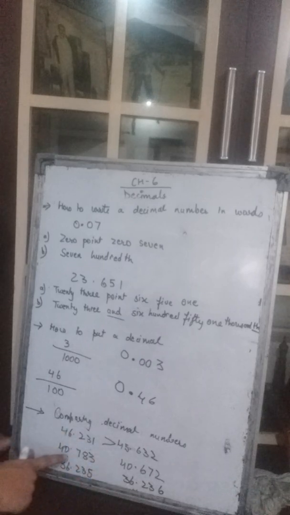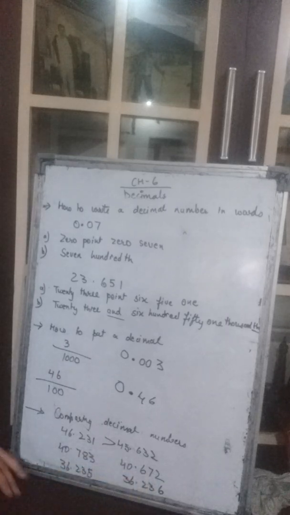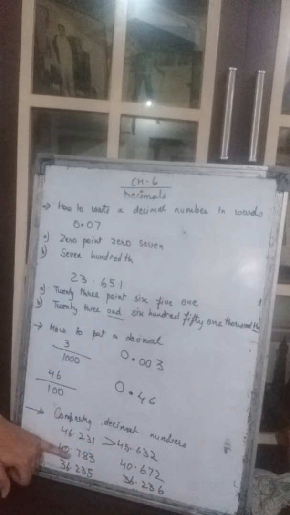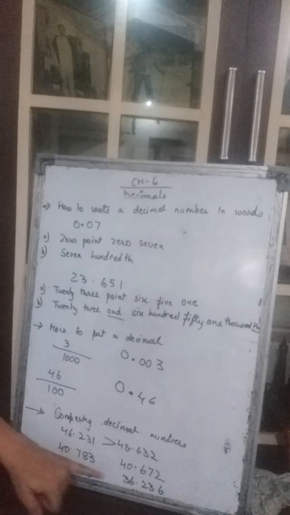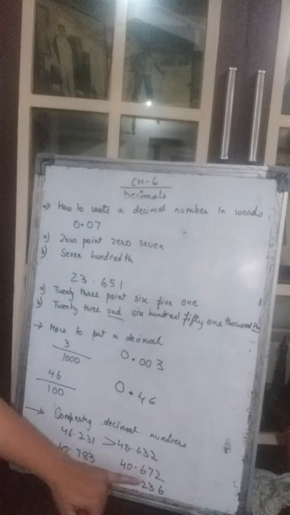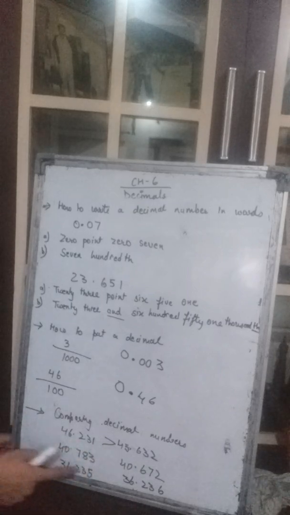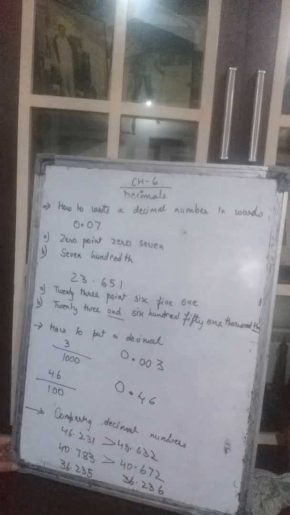Now we come to the second: 40.783 and 40.672. Now you see that this portion is equal. 40 and 40 both are given here. Don't worry, now go after the decimal. After the decimal, this is 7, and here what is there? 6. Which one is greater? 7 is greater. So this complete number will be greater than this number. Only one place you have to compare after the decimal.